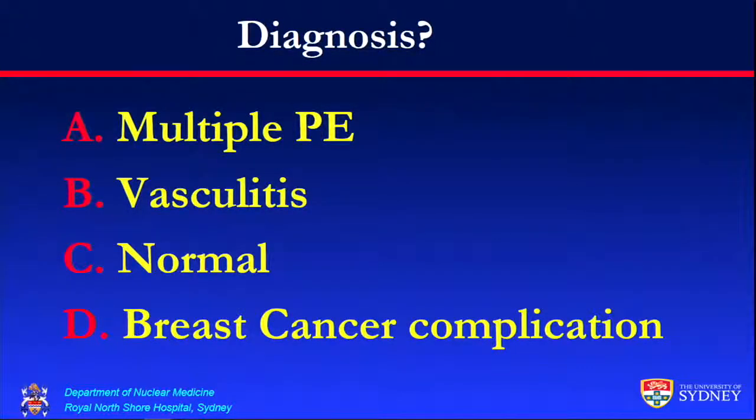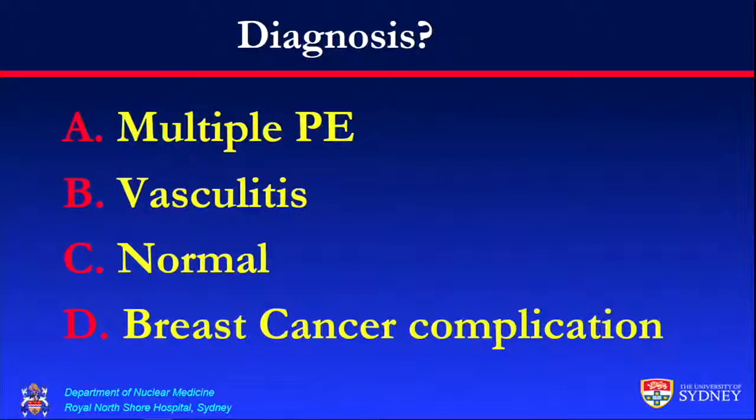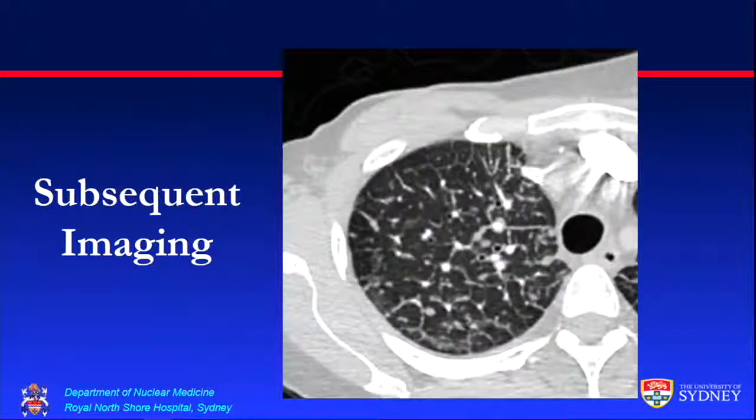So, do we think she's got multiple PE? I'm trying to trick you and giving you a second vasculitis in a row. I do things like that. Is it normal, or has she got some complication of her breast cancer? Okay, well, that's got people thinking. No one bit for the vasculitis, so, okay. All right, breast cancer complications, the top answer. And next time I'm giving a talk, I'm going to make sure that Dr. Roach doesn't show the answers to my questions.